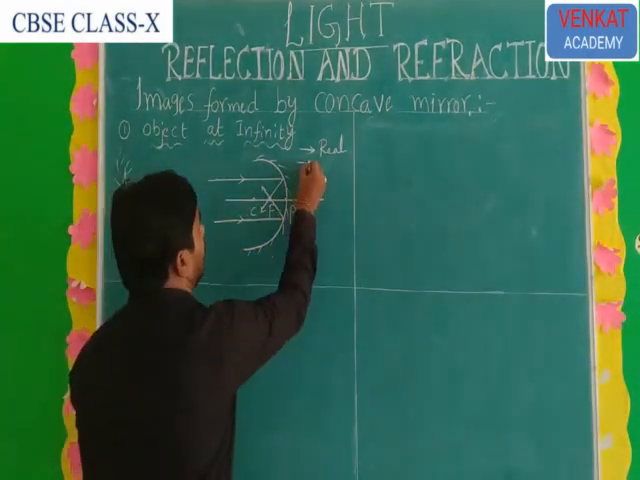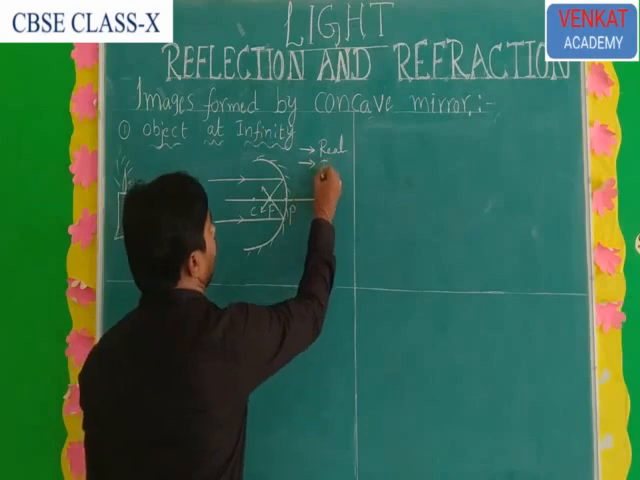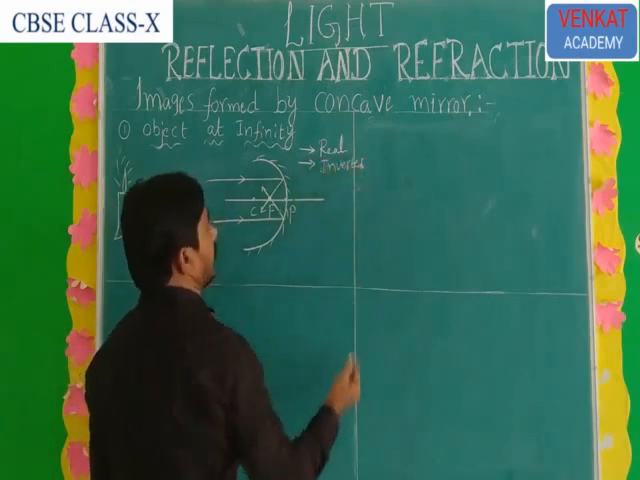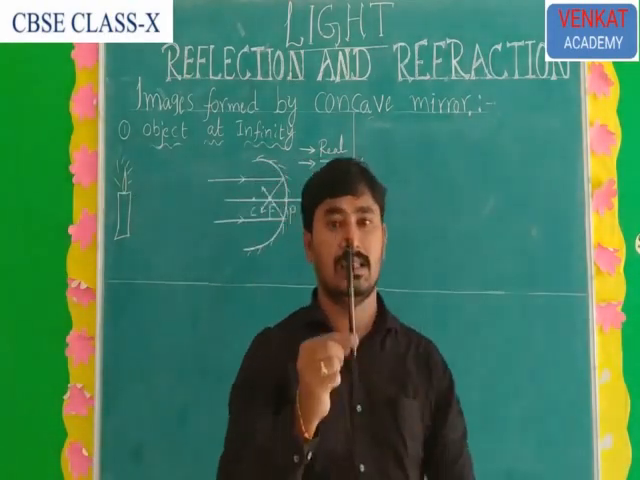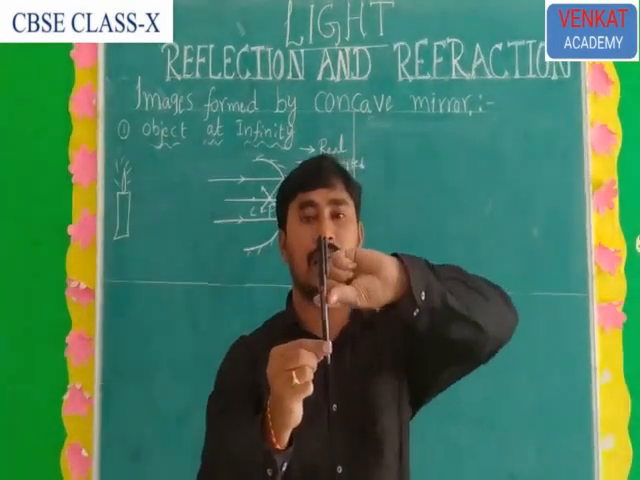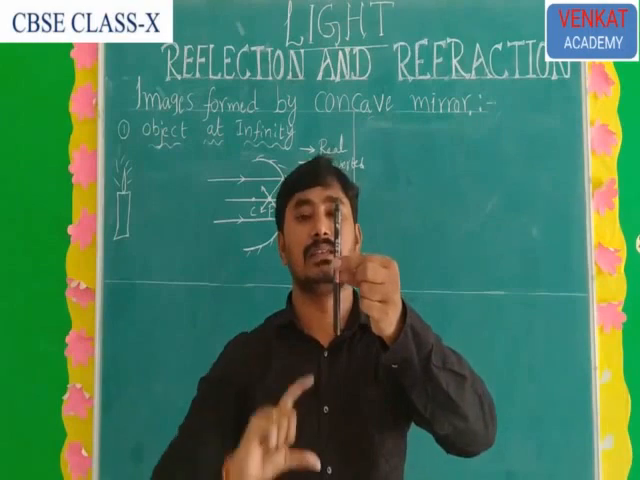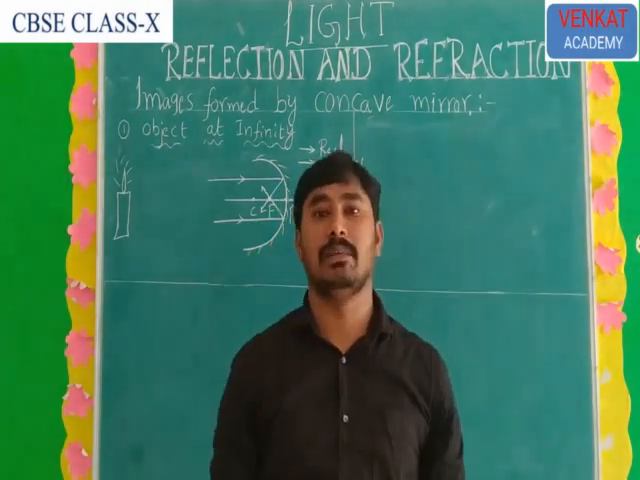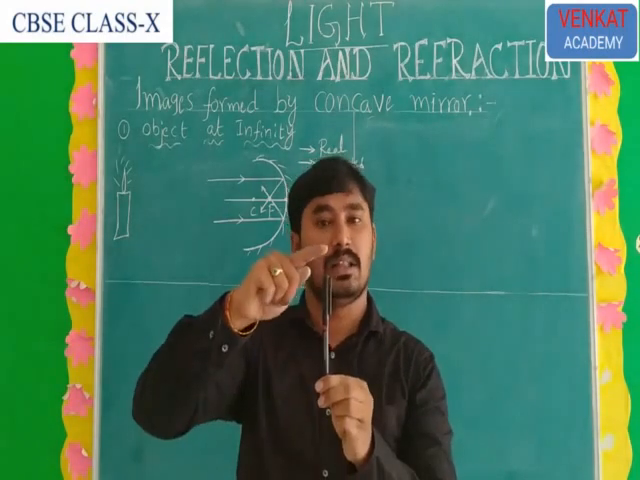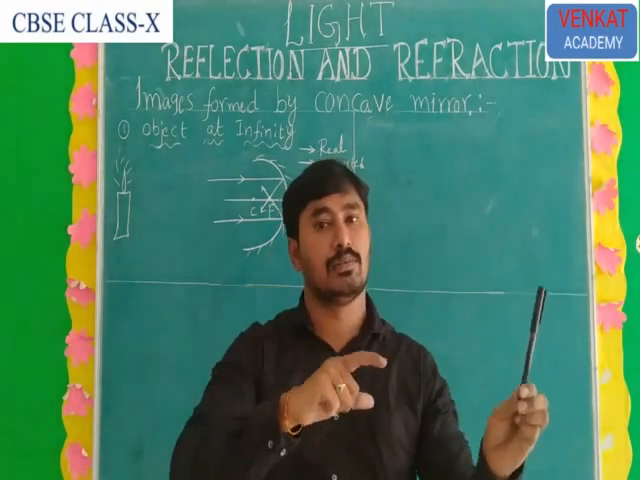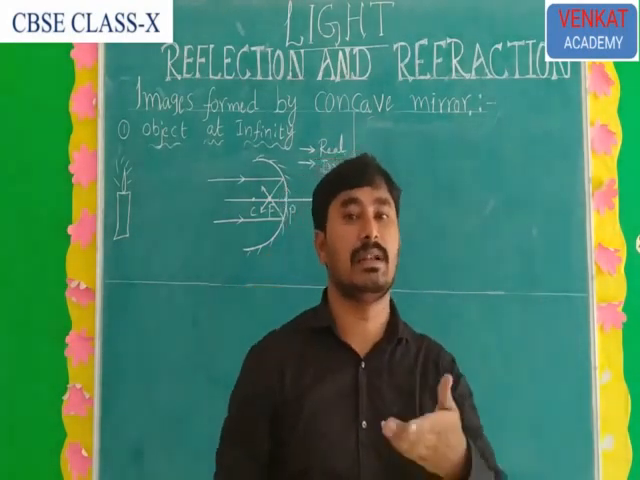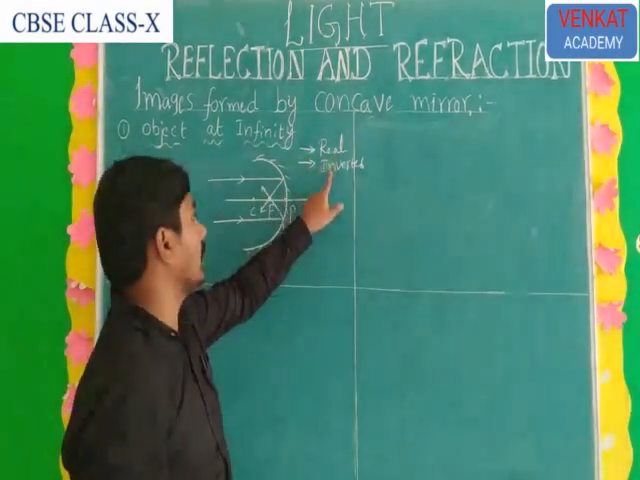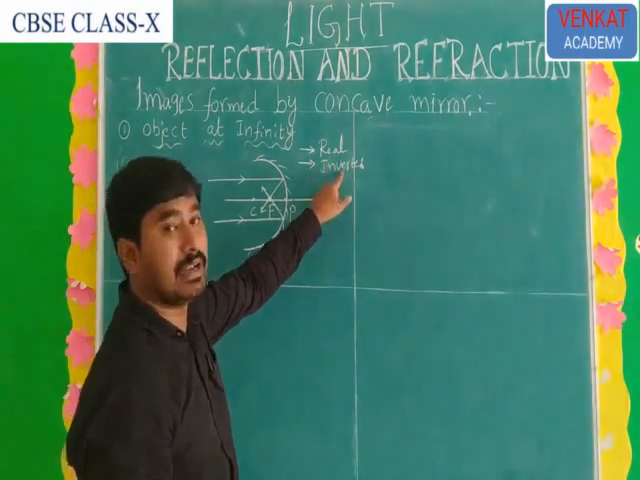Next, if the image is real, it should be inverted. What is meant by inverted? For example, this is the object, then the image will be like this, meaning the up and down are interchanged. That is the inverted image. But a direct image means the upside of the object and the upside of the image are both the same. That is nothing but a direct image. So in this condition, the image will be real and inverted.